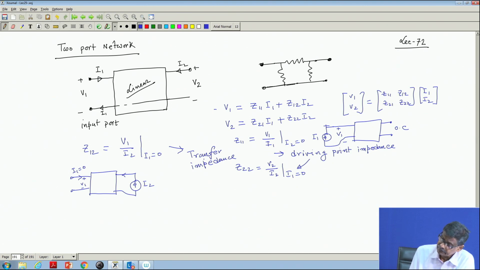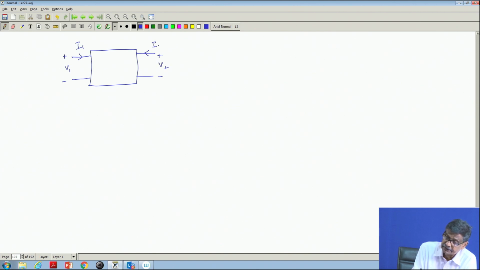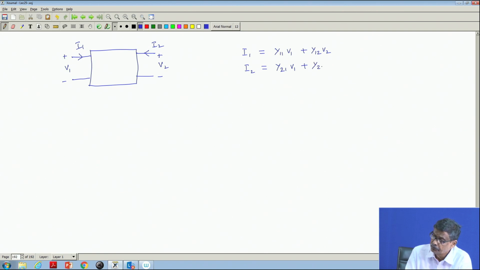Then I told you in the last class that there is another way of writing this relationship. One could express the input port voltage and current and the output port voltage and current in various combinations. For example, suppose I write the equations that the currents I1 is equal to y11 V1 plus y12 V2, and I2 is equal to y21 V1 plus y22 V2.